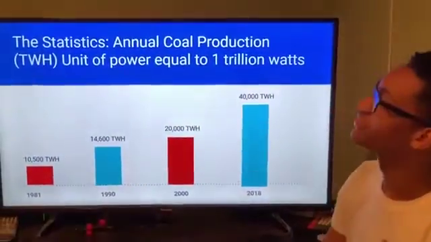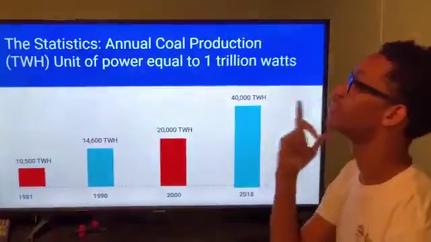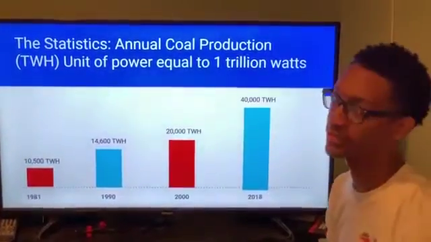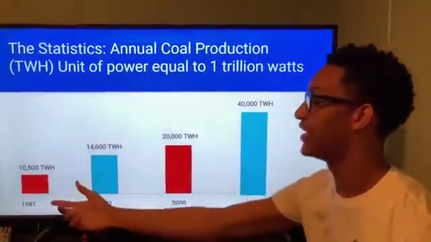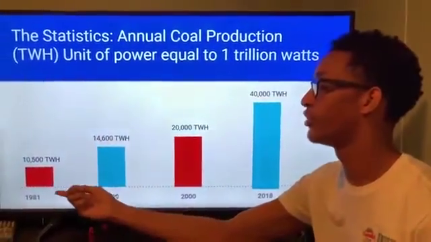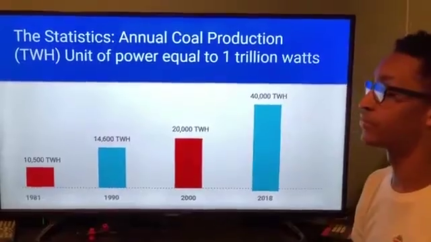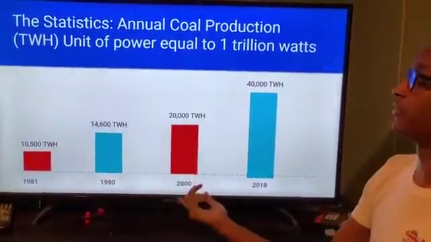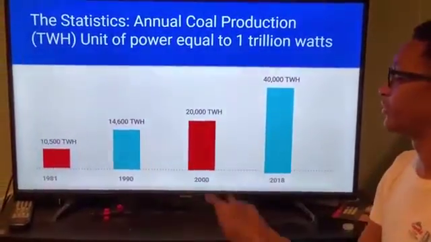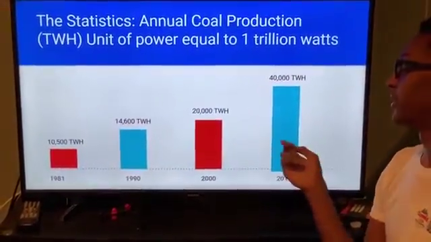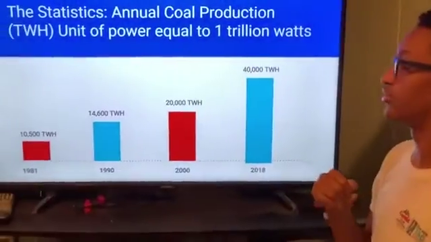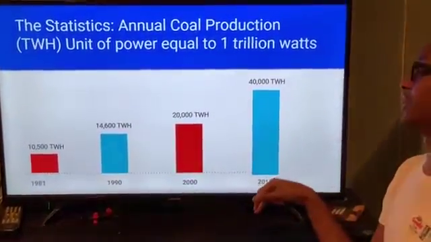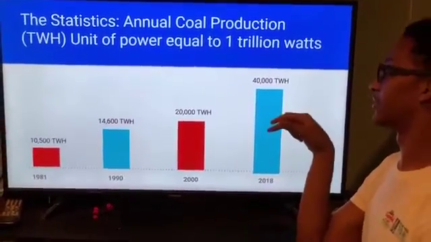All right. As you see here, we have our statistics. Annual crop production, TWH, which also stands for the unit of power equal to 1 trillion watts. Back in 1981, we had 10,500 trillion watts. Back in that time, there wasn't a lot of coal being produced into the atmosphere, but it accelerated very quickly in the 1990s. In 2000, it was at 20,000, but this is when the coal accelerated very quickly. In 2018, we went to 40,000 kilowatts.